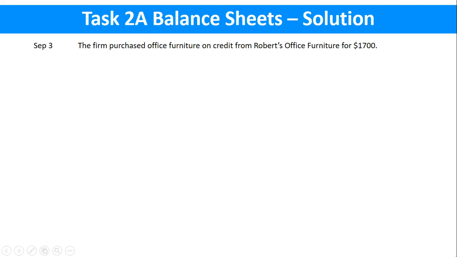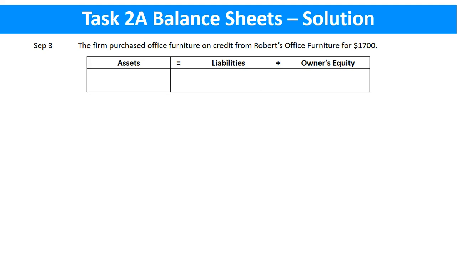September the 3rd, the firm purchased office furniture on credit from Robert's Office Furniture for $1,700. Putting it in the accounting equation, assets went up $1,700 called office furniture, but that was on credit, so we're going to have a liability called creditors or accounts payable go up $1,700 and no effect on owner's equity.